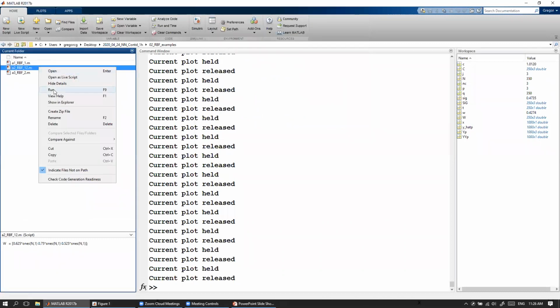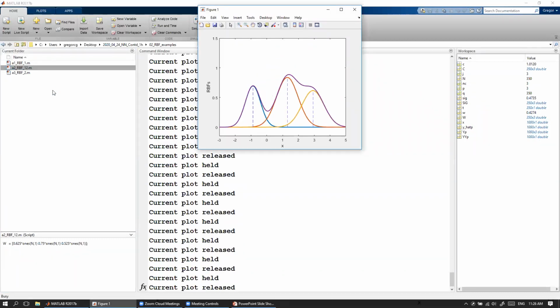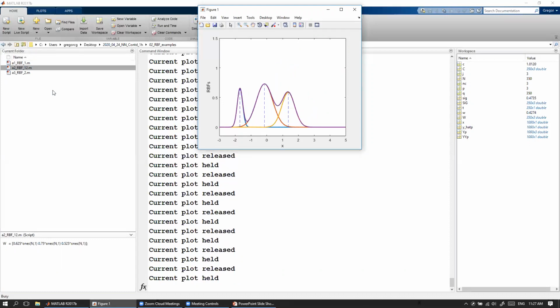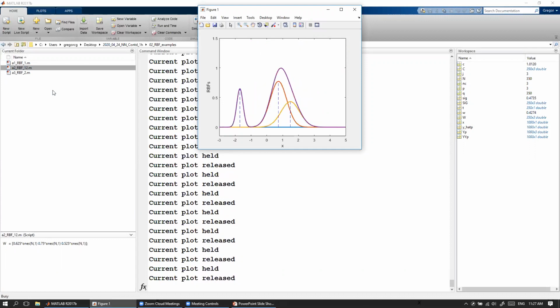So with the correct position of the centers, the correct choice of sigmas, that means widths, and the correct choice of the weights, we see that the purple line can model quite complicated lines. Do you agree? Do you understand what you see in this animation?